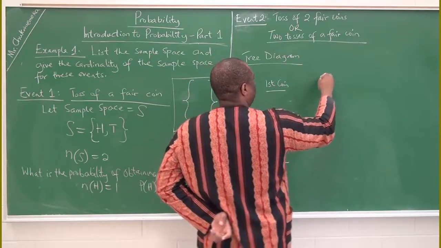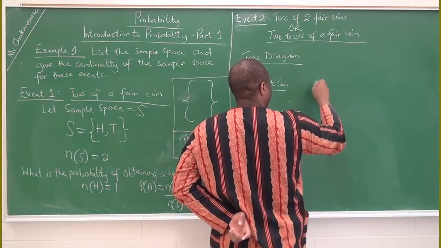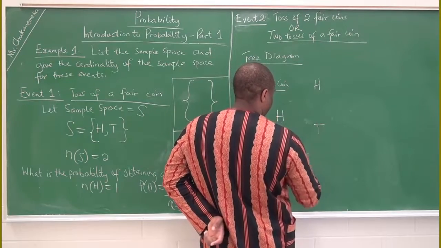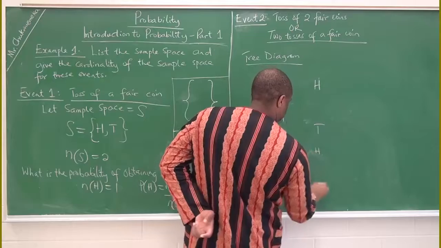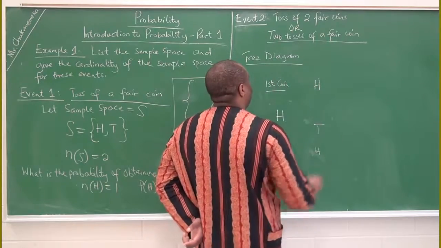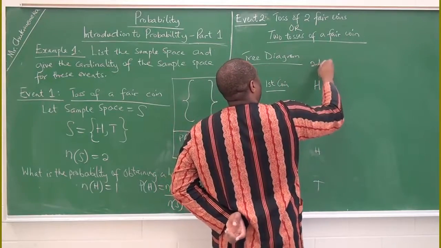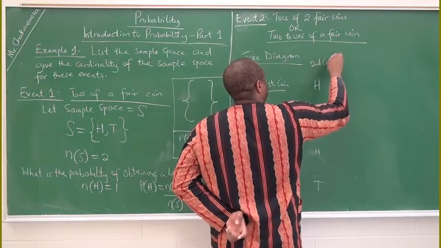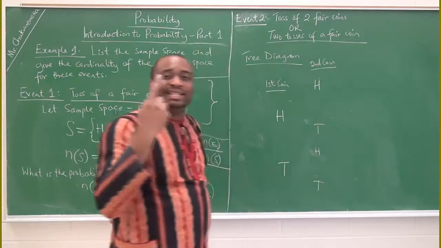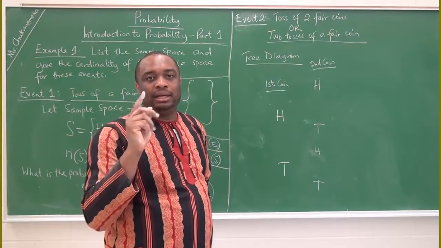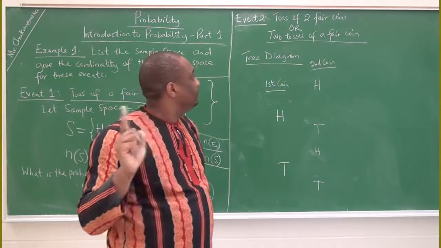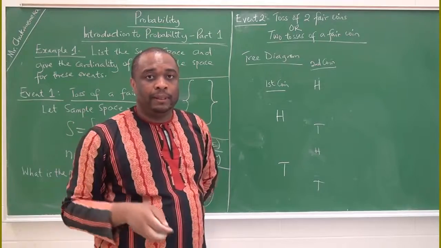Then for the second coin, for each head, you have head and tail. And then for the tail, you have head and tail. Okay, this is the second coin, or maybe the second toss. A single toss of two fair coins is the same thing as two tosses of one coin.